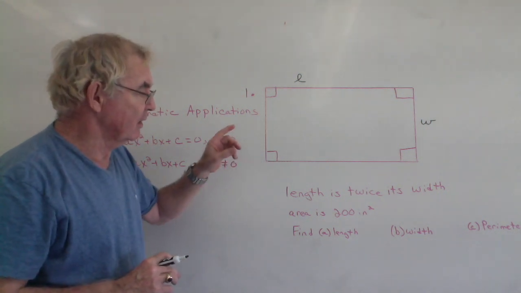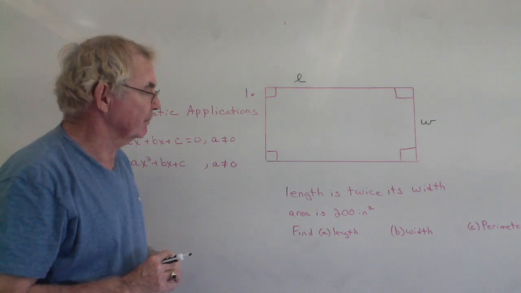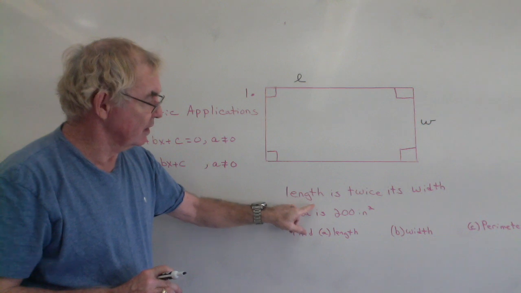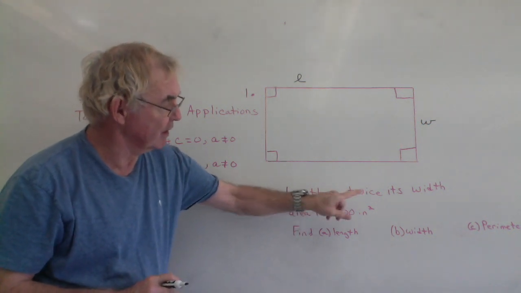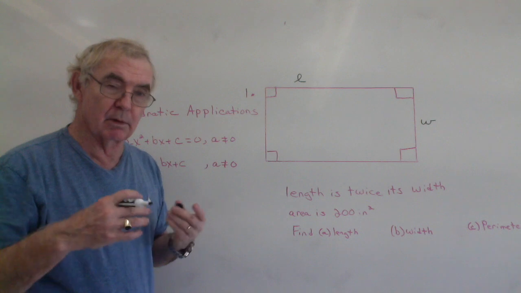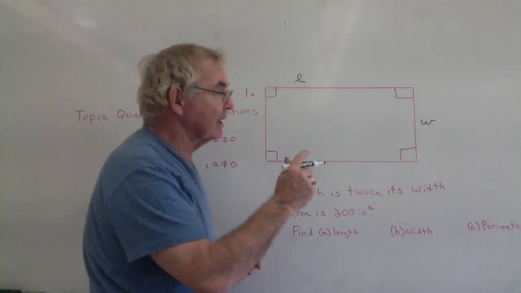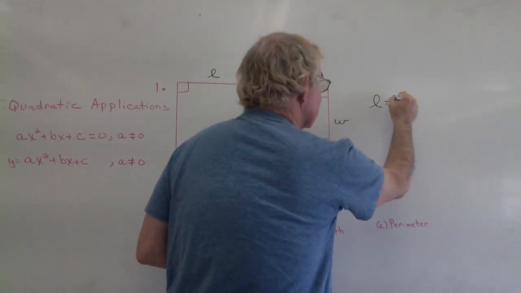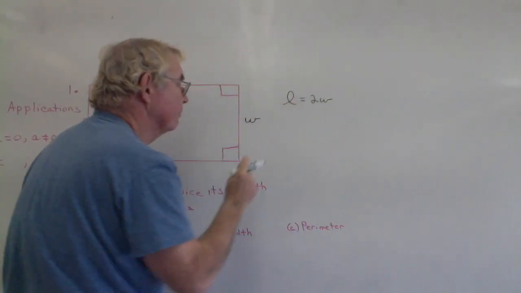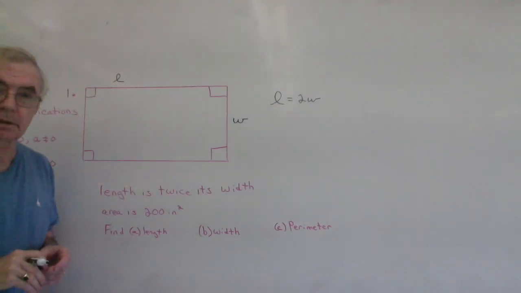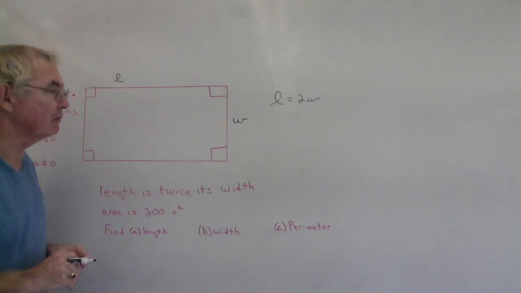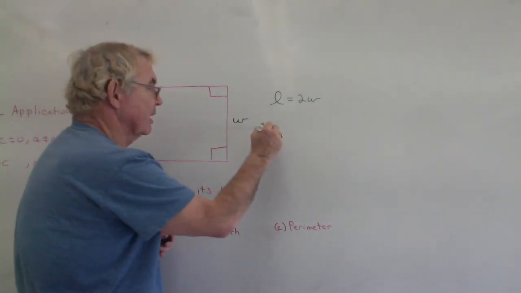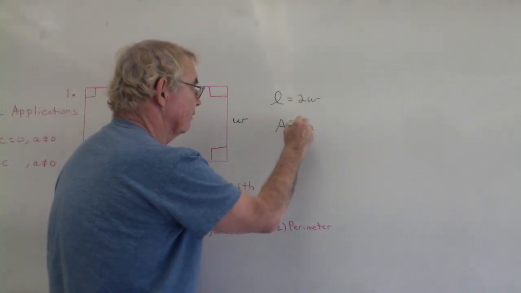We know that the area of a rectangle is length times width, but that has 2 variables, L times W. We need to use this. The length is twice the width. So how we do that is we model it. Length is twice the width. Twice means 2 times. Now the formula for the area of a rectangle is length times width.